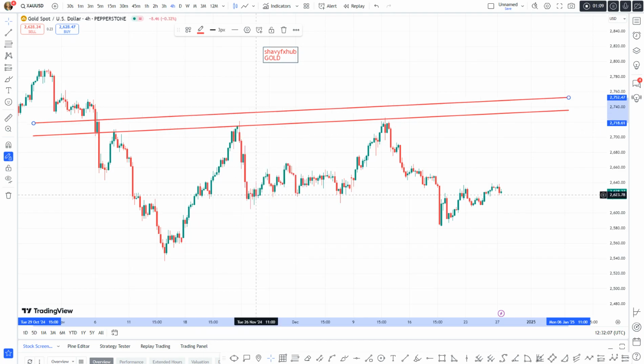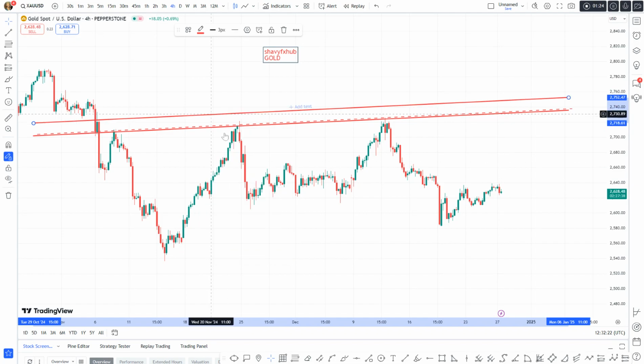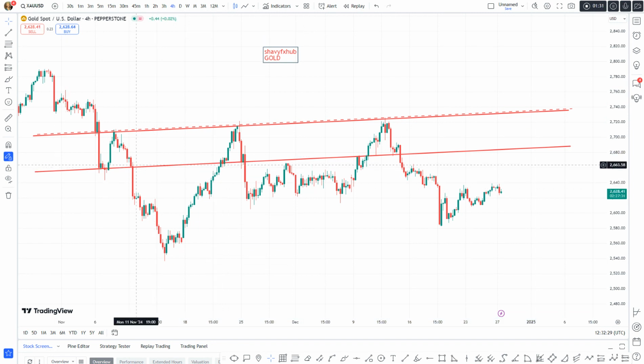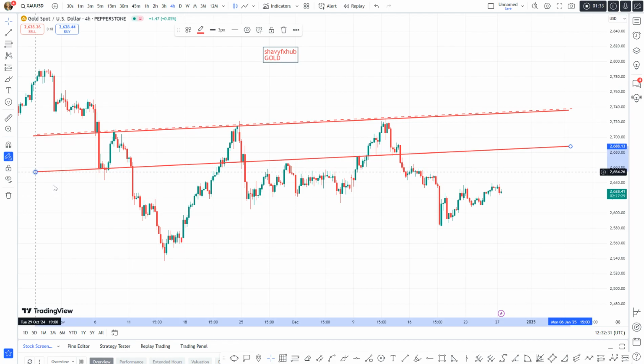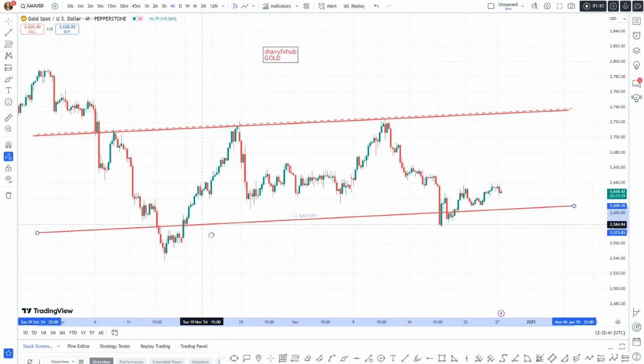I swore by this trend line. After gauging this trend line, it actually gave a very strong market reaction. I swore by it. So let's keep our charts clean.